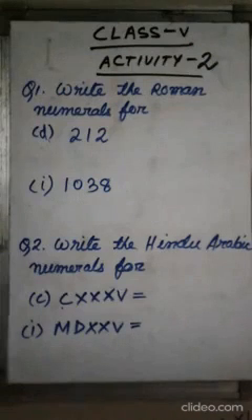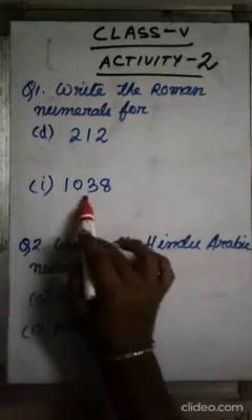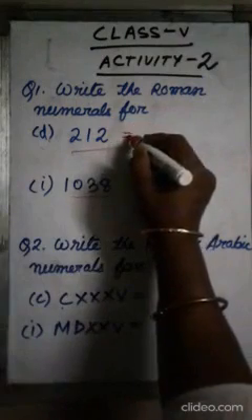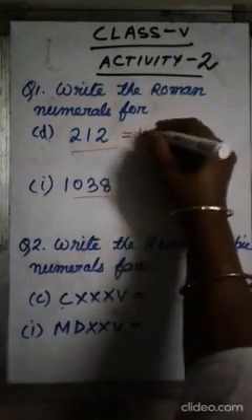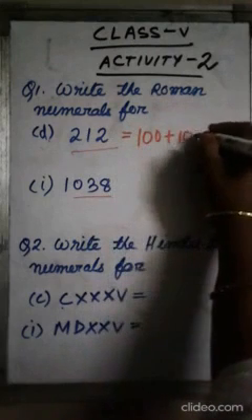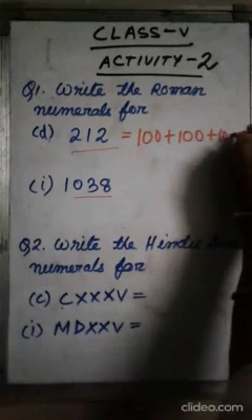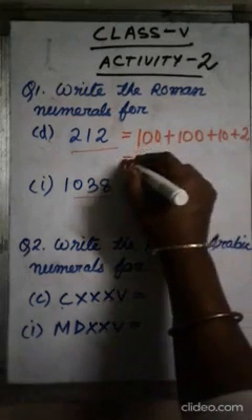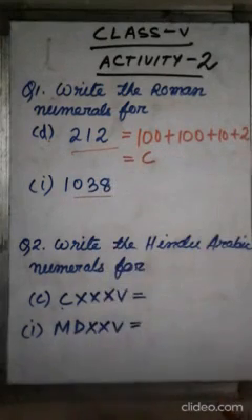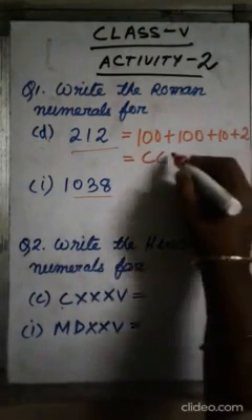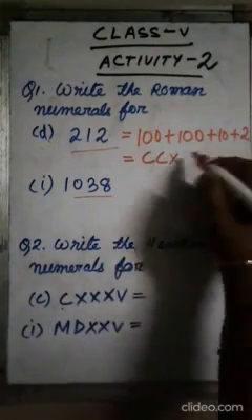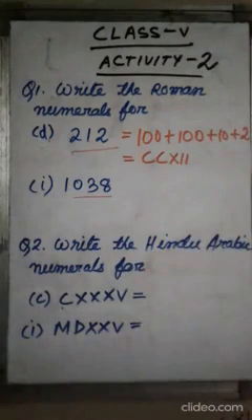We shall solve some problems from activity 2. Write the Roman numerals for 212 and 1038. How to solve this? 212 I can write as 100 plus 100 plus 10 plus 2. For 100, the numeral is C. Again, I shall repeat this. For 10, the symbol is this. For 2, the symbol is this.